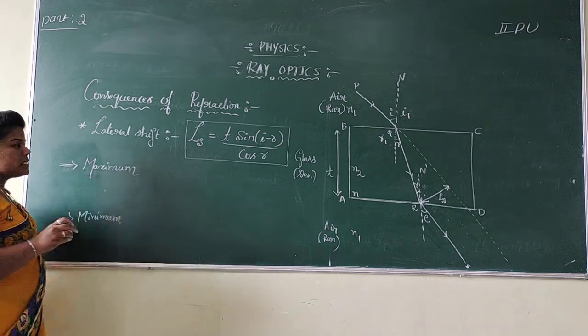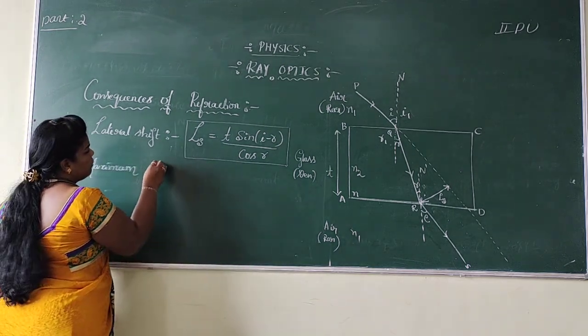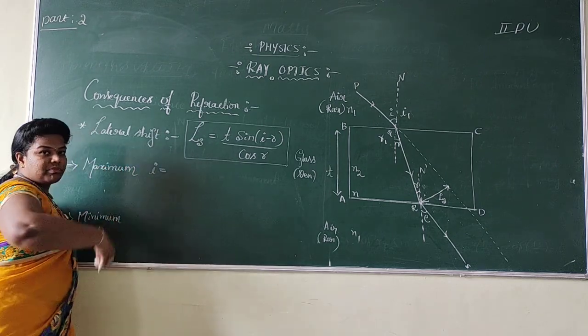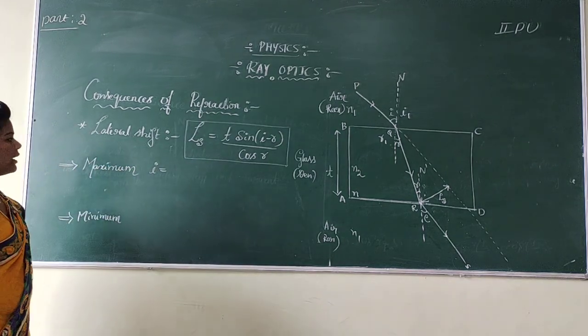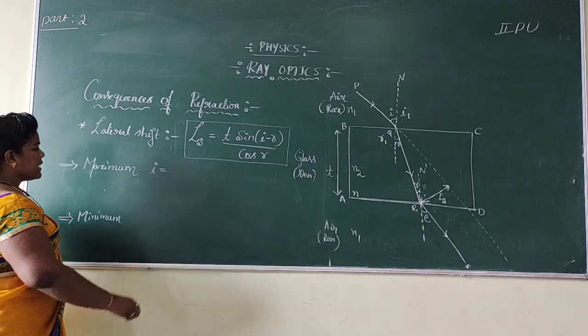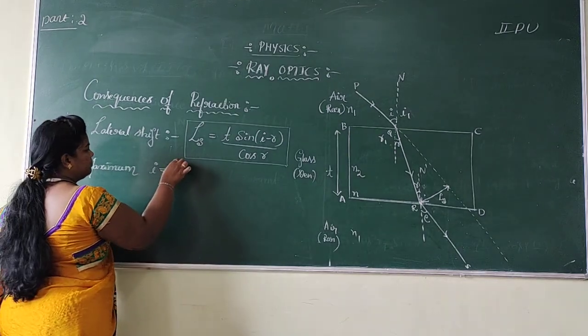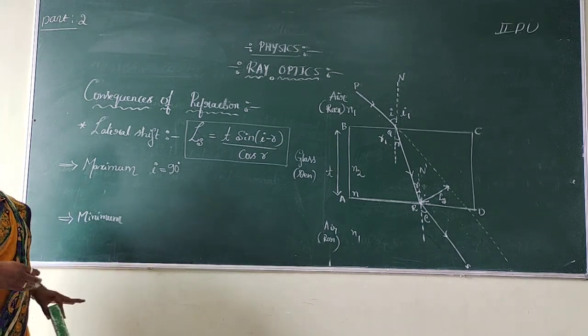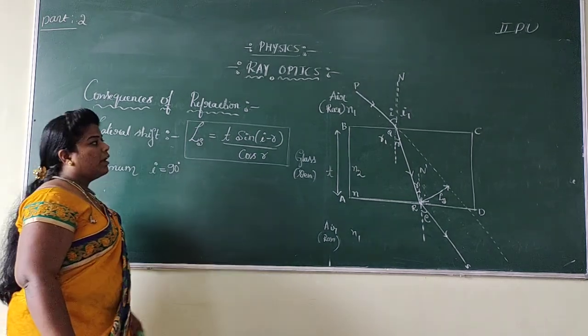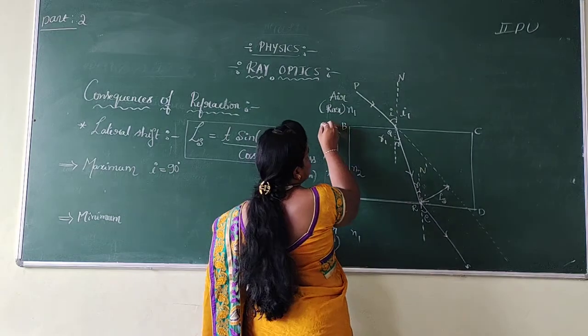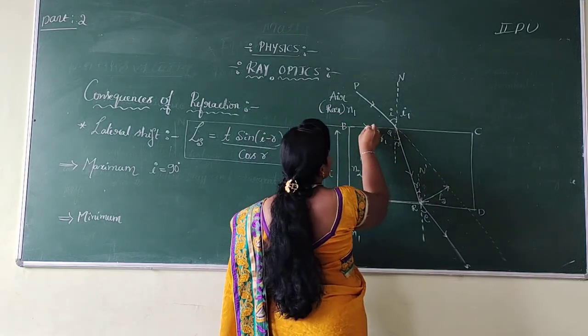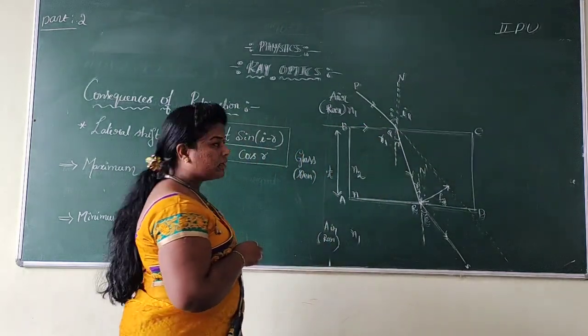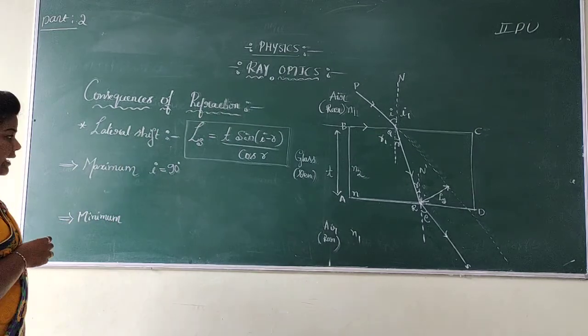Yes, my dear students, suppose the angle of incidence is equal to 90 degrees. If the angle of incidence is 90 degrees, it means the ray is exactly perpendicular to the normal. It means the light ray is incident along this direction. That is said to be an angle of incidence of 90 degrees.